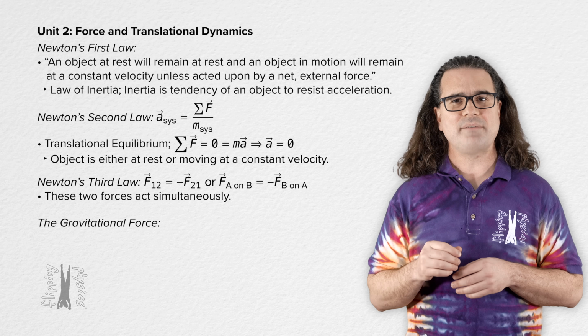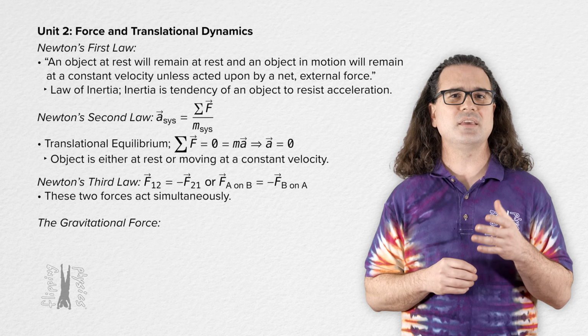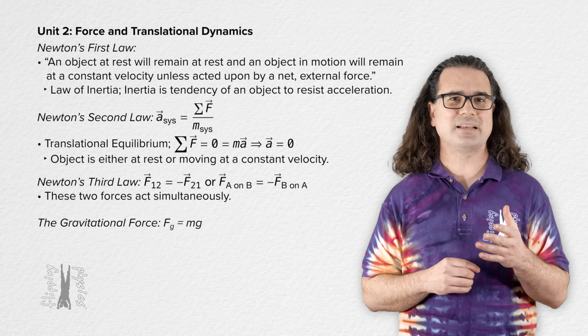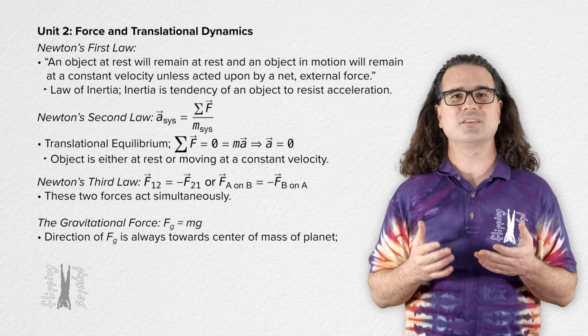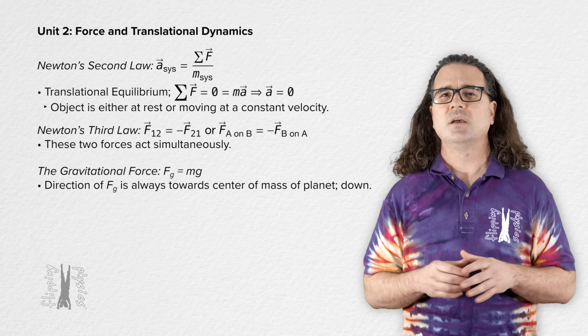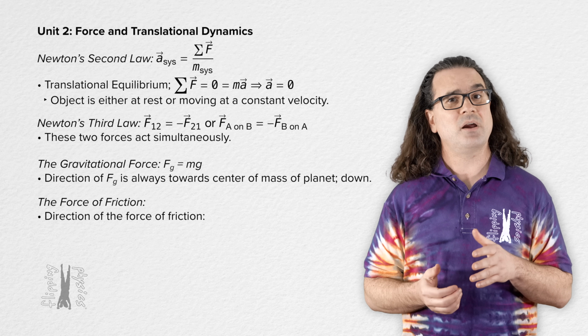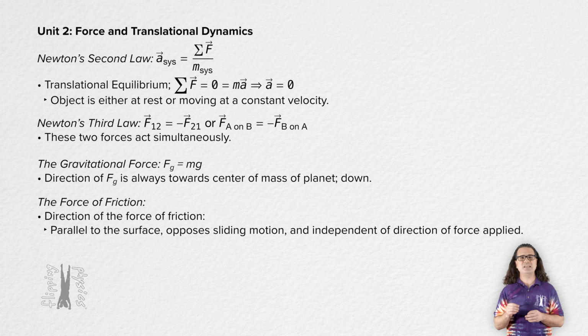The magnitude of the gravitational force exerted on a mass in a gravitational field is determined using the equation force of gravity equals mass times gravitational field strength. The direction of the force of gravity on an object is always towards the center of mass of the planet, down. The direction of the force of friction is always parallel to the surface, always opposes sliding motion, and is always independent of the direction of the force applied.